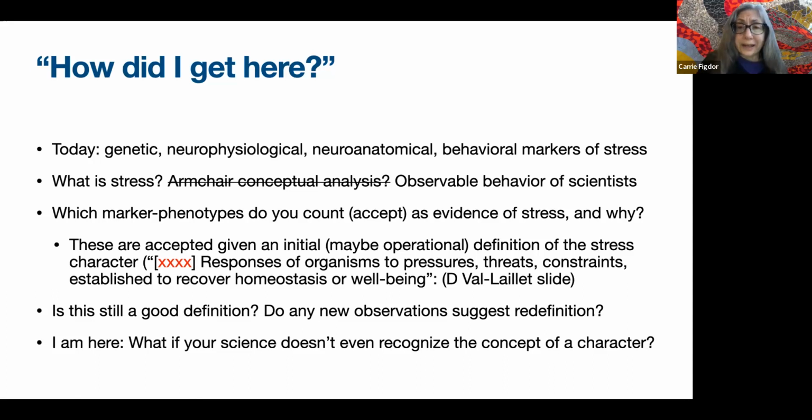So where I am and what this talk is about is really, what if you're working in a science that doesn't even recognize the concept of a character, doesn't make the distinction between a phenotype and a character? And that's kind of where I'm going. So this will become clear as I go.